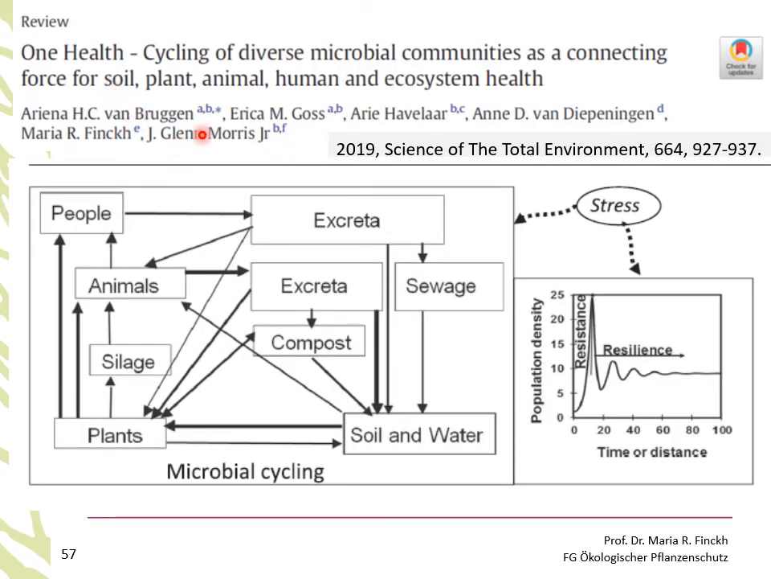So in a paper we published a couple of years back with the title One Health Cycling of Diverse Microbial Communities as a Connecting Force for Soil, Plant, Animal, Human, and Ecosystem Health, this is also depicted. And you can see how we all are connected via our excreta. It goes into the soil and the water, and there it goes through the plants, it goes to the silage, it goes to the animals, or directly to the people. And if we then apply stress, everything changes.